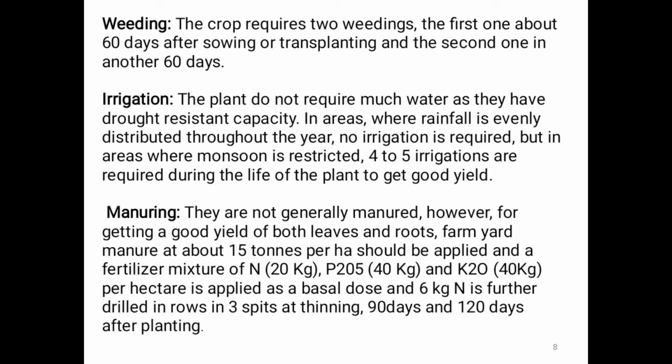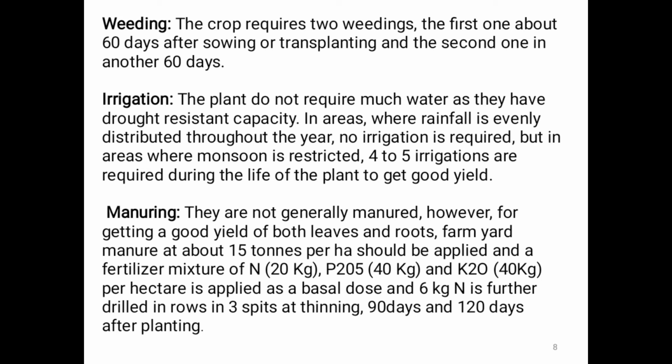Propagation: it can be propagated by direct seed sowing method and seedling transplanting method. Then next, weeding. The crop requires two weedings. The first one about 60 days after sowing or transplanting, and the second in another 60 days. Two weedings are followed in periwinkle plants.